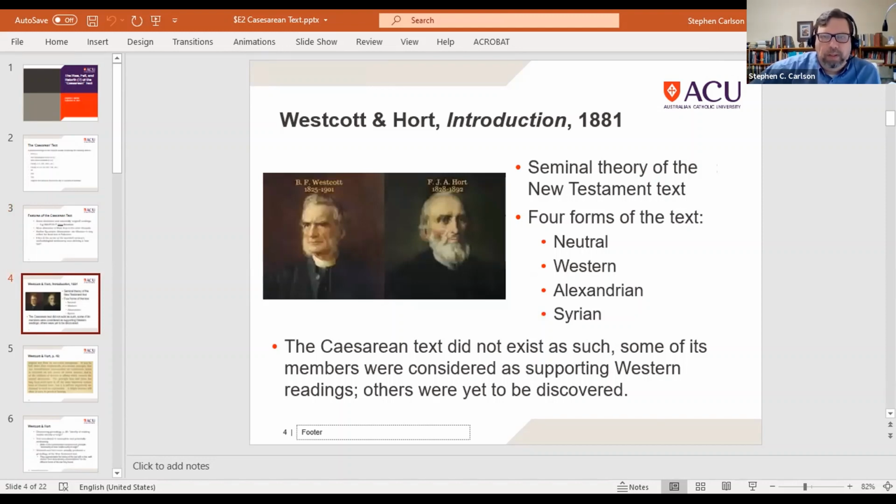They wrote the seminal theory of the New Testament text, and they proposed that there were four forms of the text: neutral, Western, Alexandrian, and Syrian. Syrian corresponds to our Byzantine. Neutral is basically their favorite text, which is Codex Vaticanus and Codex Sinaiticus, both 4th century, really famous big uncial texts. I assume you've heard about them before.